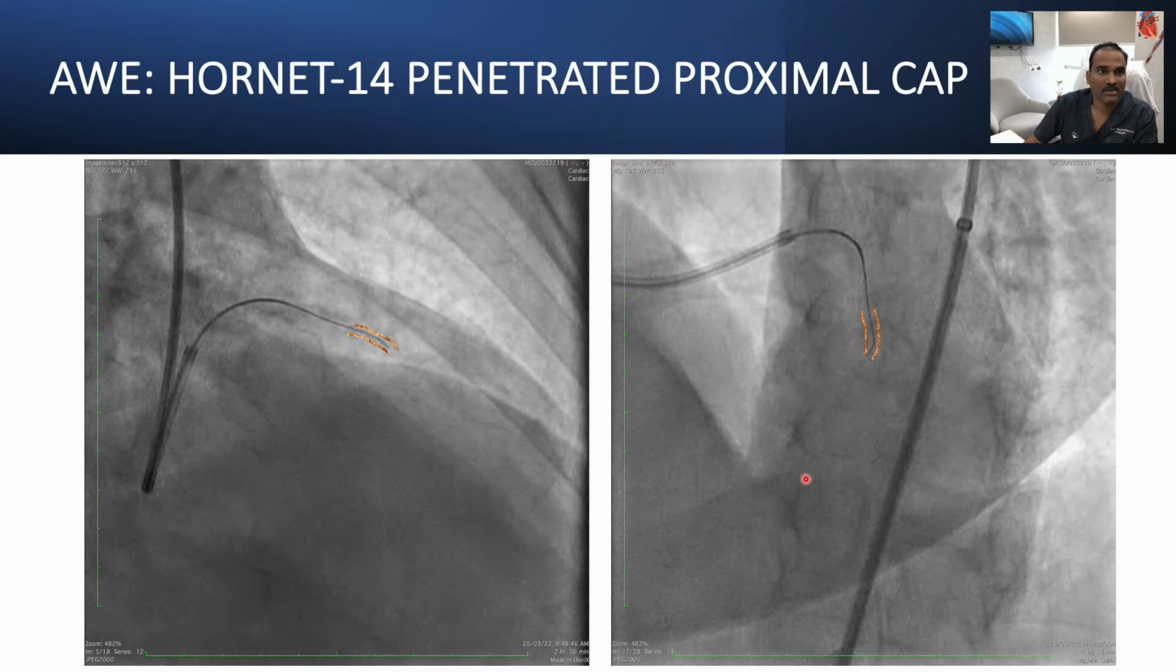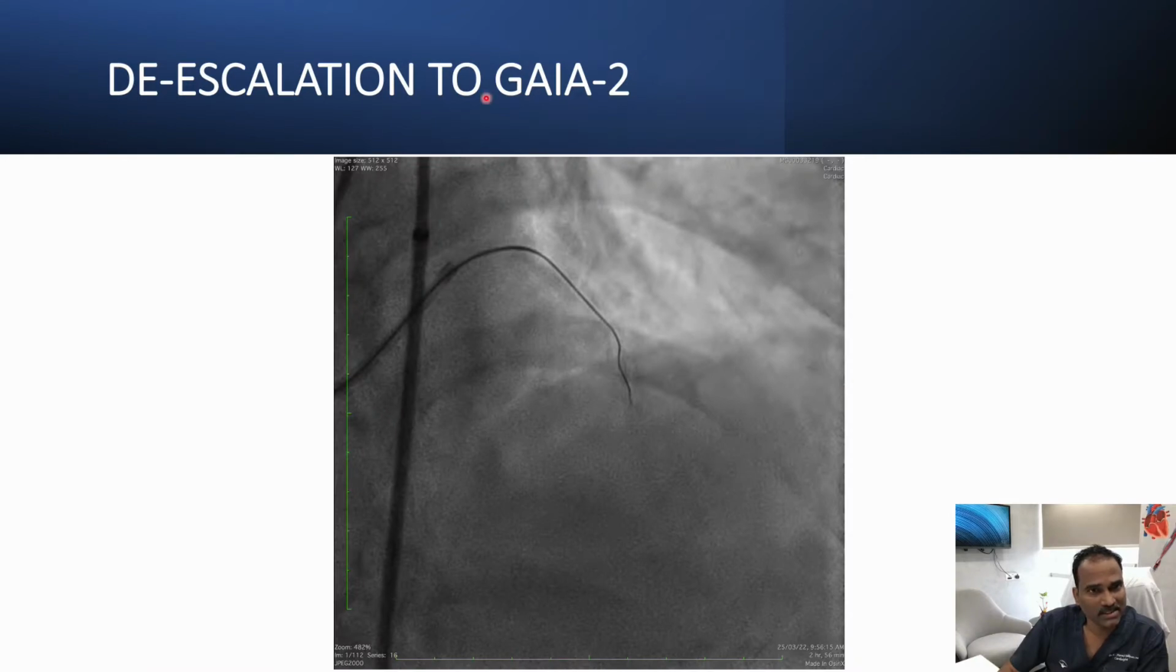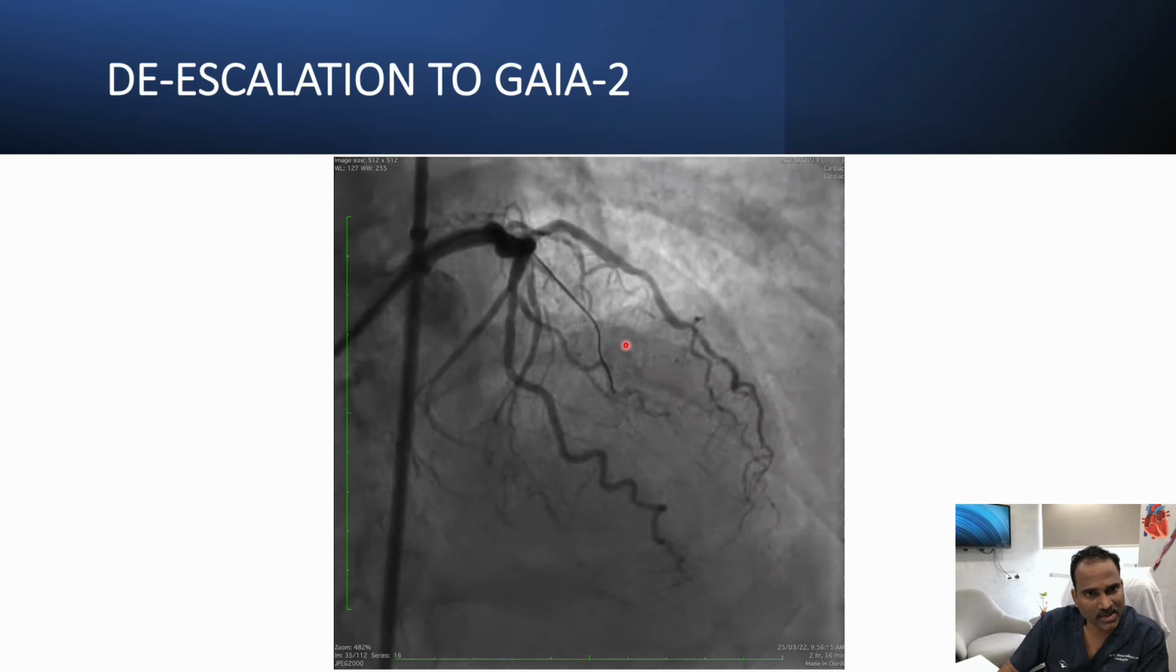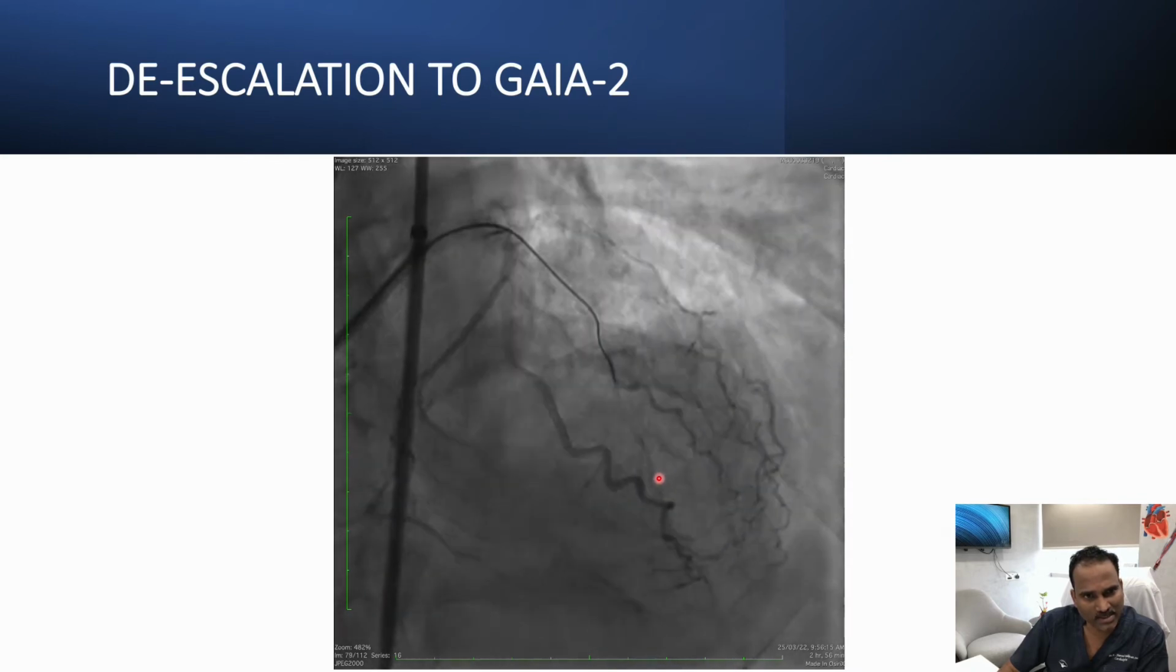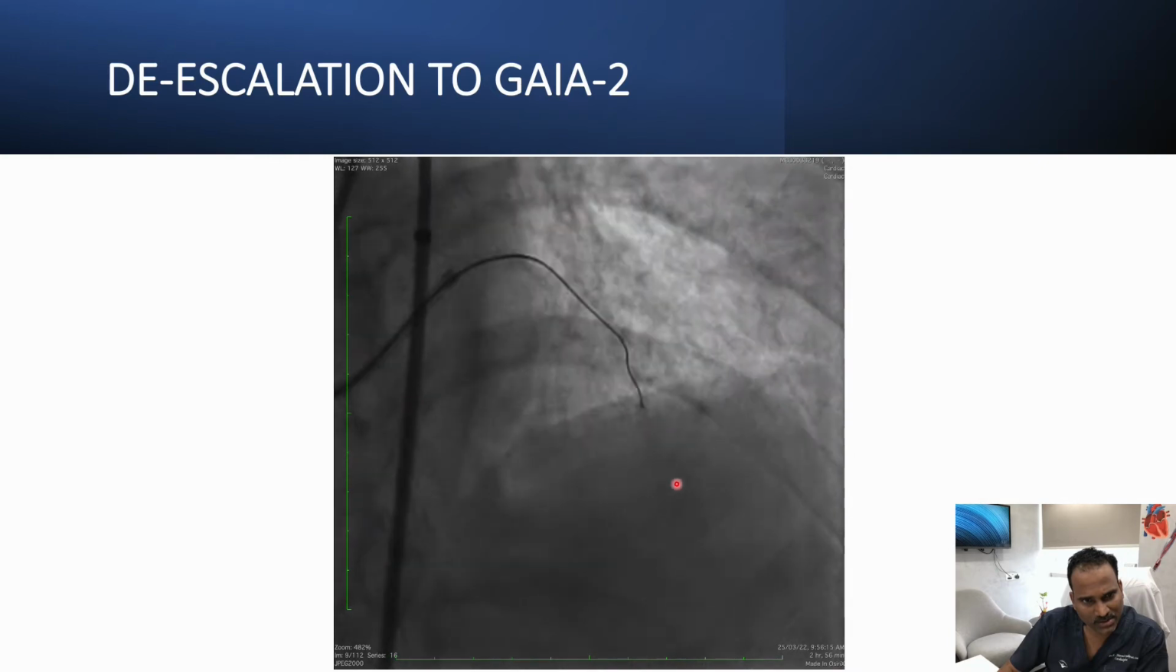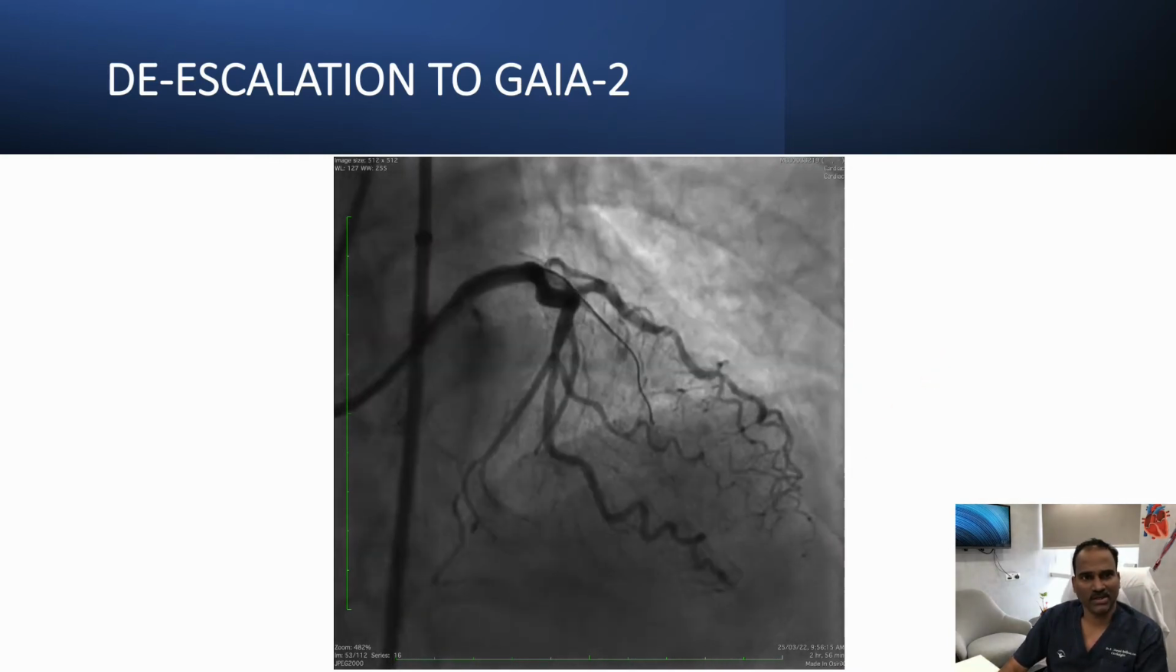You can see here. So once the Hornet has entered, it's not advisable to continue with Hornet for the rest of the CTO crossing, because the Hornet wire cannot take loops, or it won't respect any bend in the vessel. So that's why always de-escalate. Once we create a path, de-escalate the wire to Gaia and then advance further. That's what we did. We de-escalated back to Gaia. You can see this is a Gaia wire, how it is moving with the bends, and in fact it also reached the distal true lumen, as you observe in this injection.